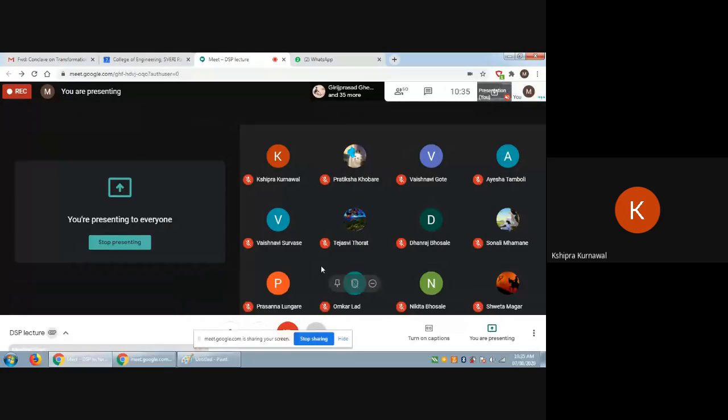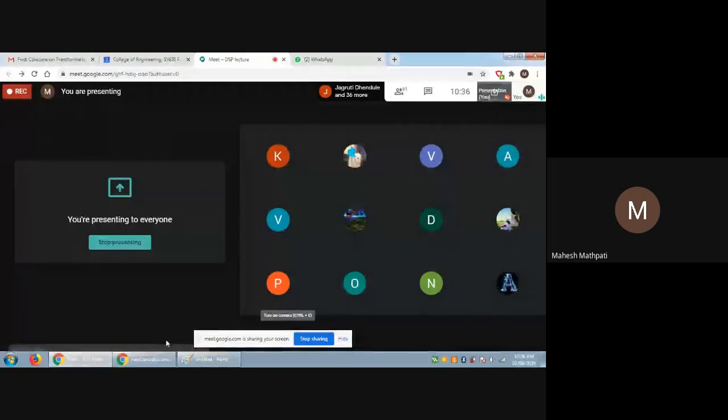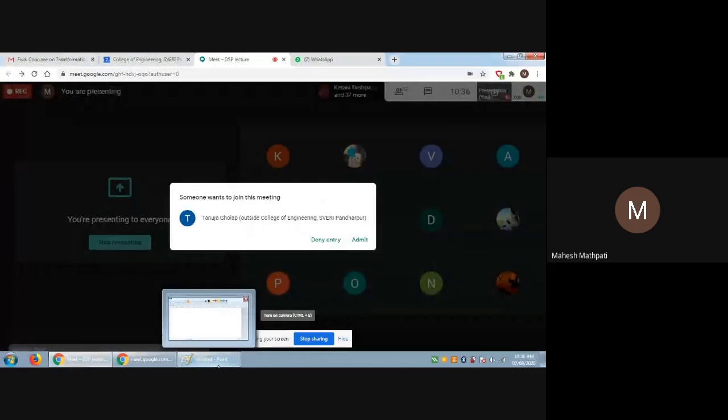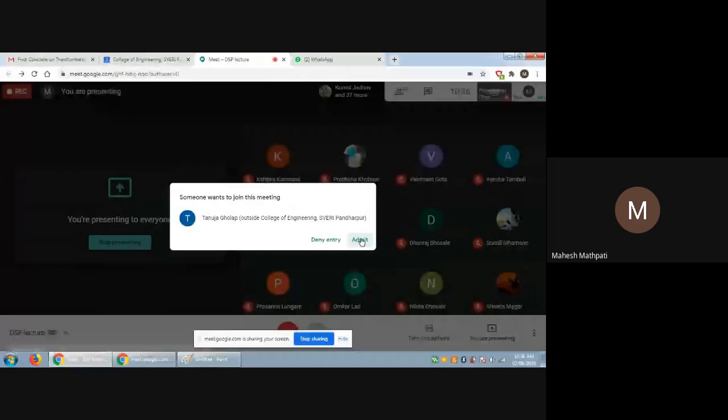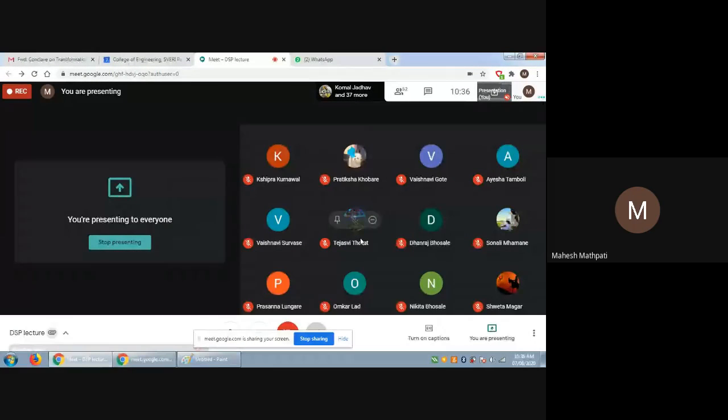Okay, let's start today the examples on this Goertzel algorithm. As yesterday we have discussed what is Goertzel algorithm and how it is used to calculate a single frequency. So today we will have a look on what kind of examples are to be asked. Just take a question, note down the question.